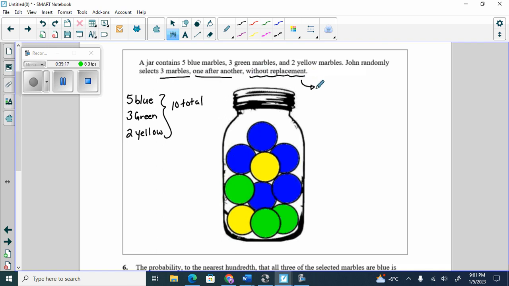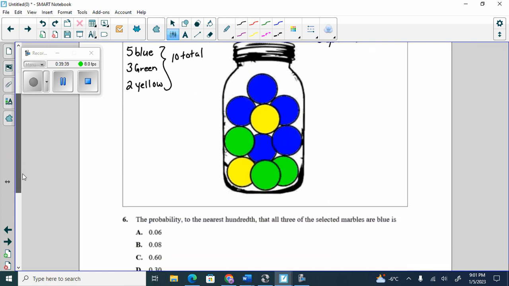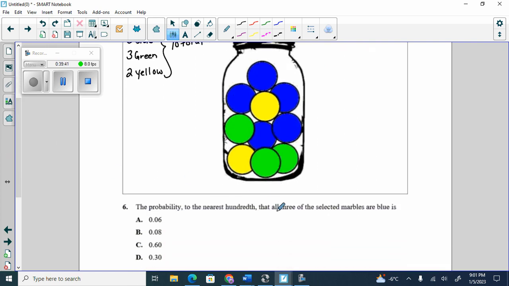Without replacement or with replacement, when you're pulling out more than one object, then it's independent or dependent because you have to use an and. So this would be dependent because it's without replacement. This comes from probability. Now we need 3 marbles, one after another, without replacement. Let's see what they want us to do with those 3. What is the probability, to the nearest hundredth, that all 3 selected marbles are blue?